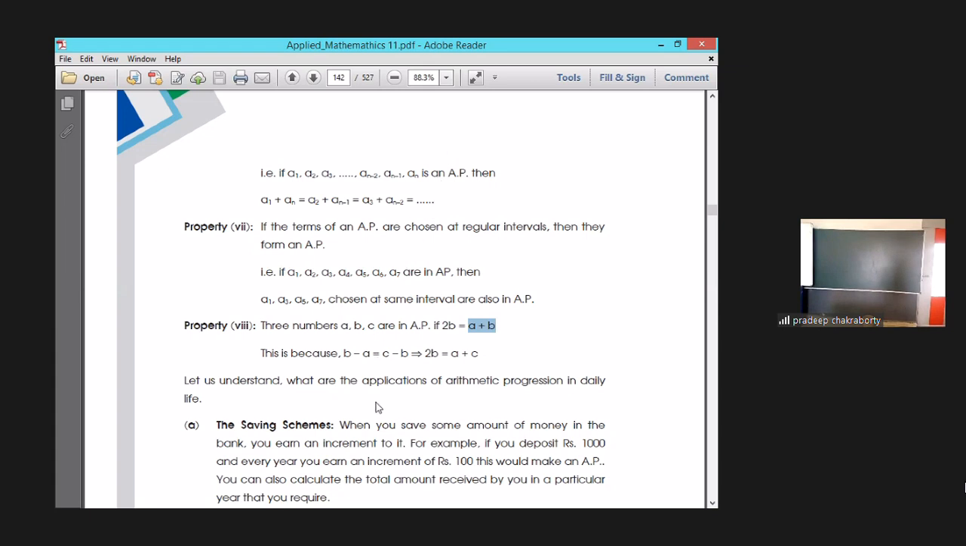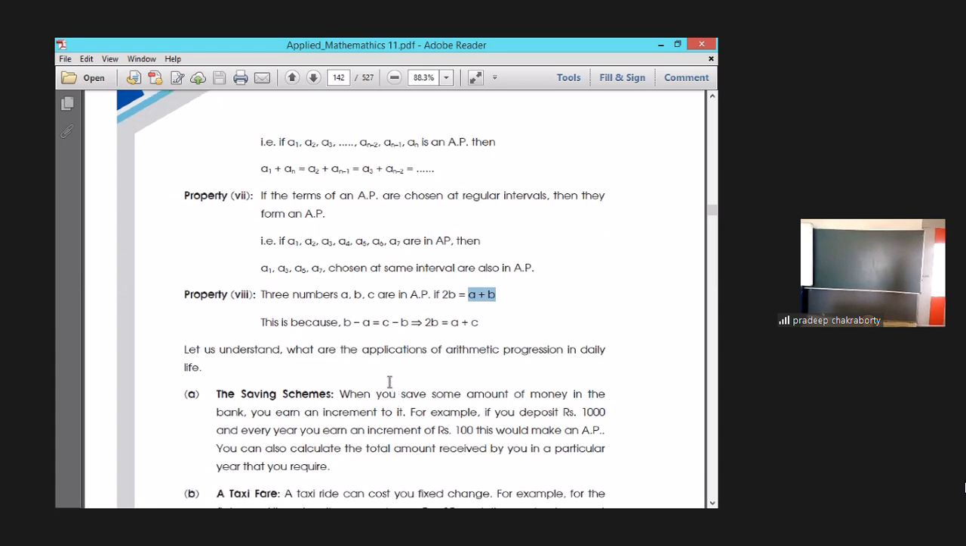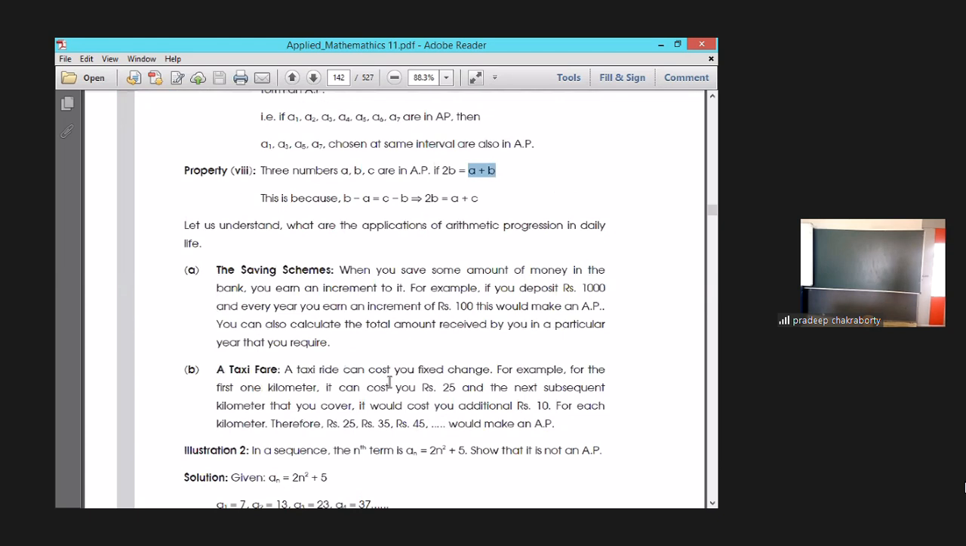See, let us understand what are the applications of arithmetic progression in daily life. Two examples are given. First, the saving scheme. When you save some amount of money in the bank, you earn an increment on it. For example, if you deposit 1,000 rupees and every year you earn an increment of 100, this would make an AP.